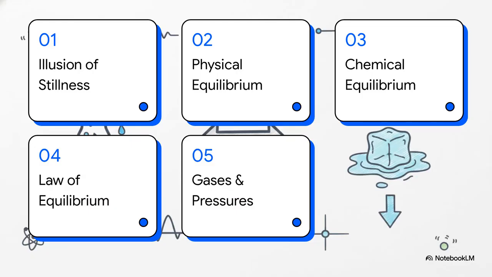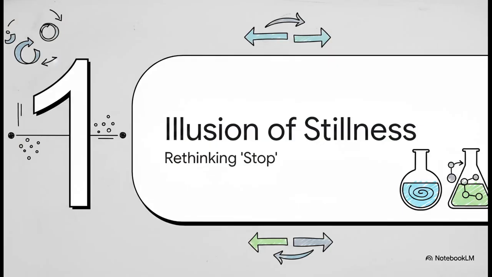Okay, let's dive into this roadmap so we know where we're headed. First, we'll cover the illusion of stillness, then physical equilibrium in action, followed by dynamic chemical equilibrium, the law of equilibrium, and finally, gases and partial pressures. Let's jump in.